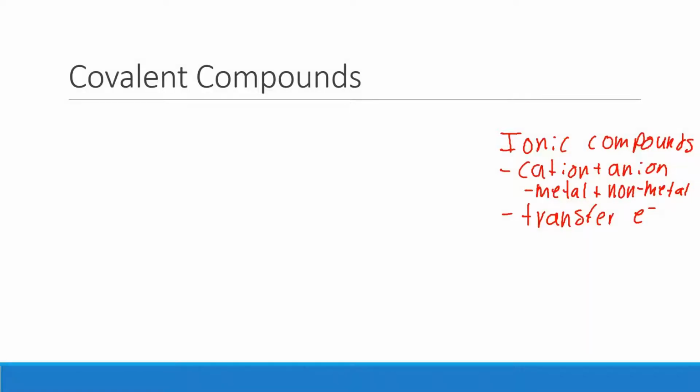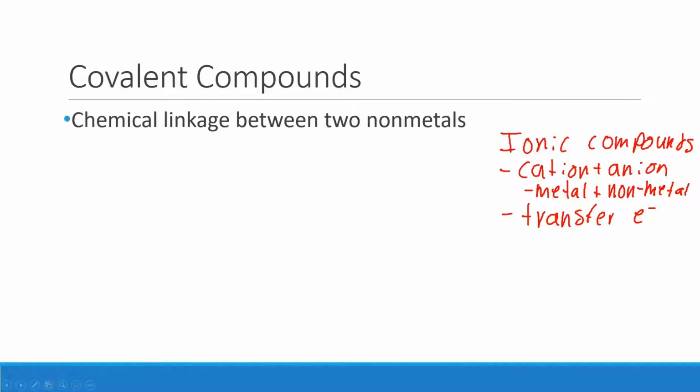Now we're going to get into a different type of compound known as a covalent compound. And this is a linkage between two nonmetals this time. So previously we were working entirely with metals and nonmetals. Now we are exclusively functioning with two nonmetals.